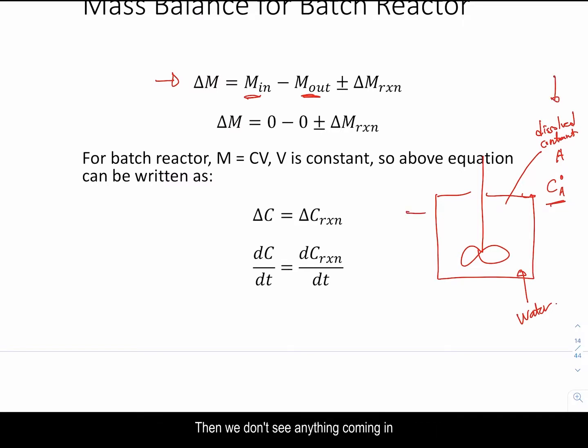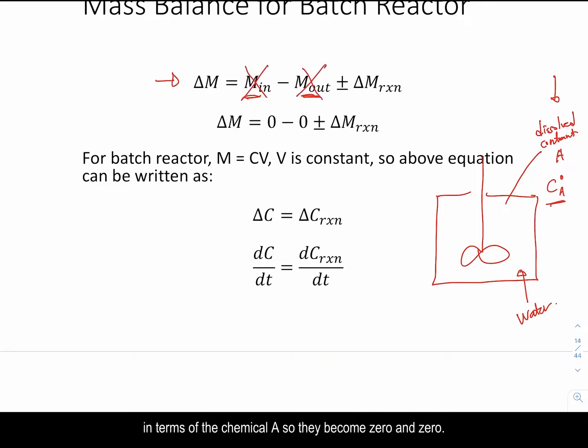Okay, then we don't see anything coming in or coming out of this reactor because this is a batch reactor, right? Again, this is a closed system. So if that's the case, then we don't have anything coming in, we don't have anything coming out in terms of that chemical A, so they become 0 and 0. But we might have some kind of reaction going on within the reactor, right? So if we summarize this, then basically it becomes delta M equal to delta M reaction, okay?